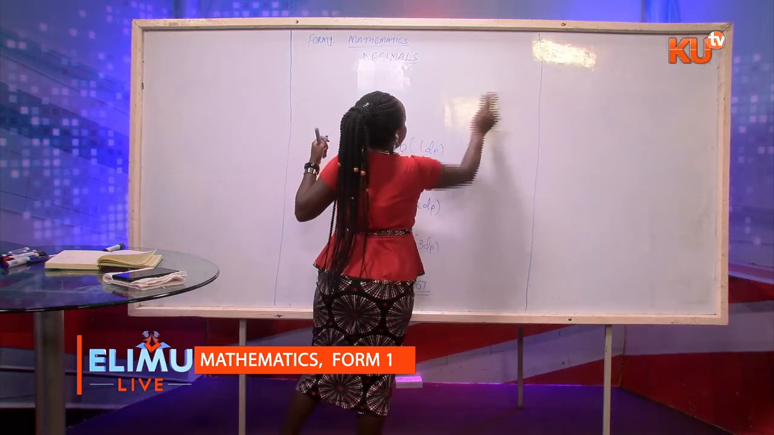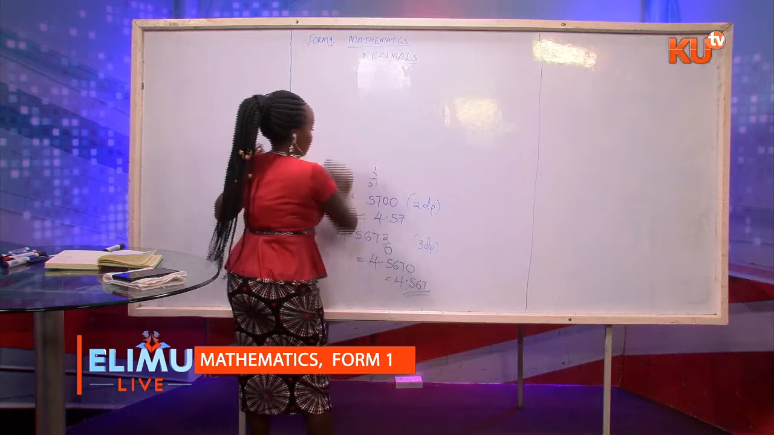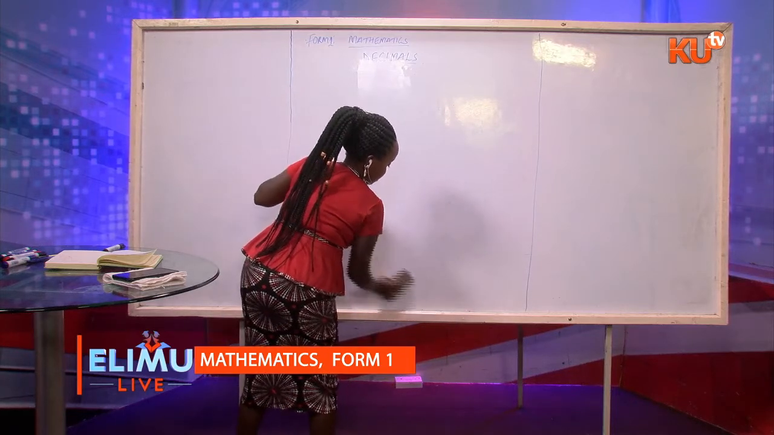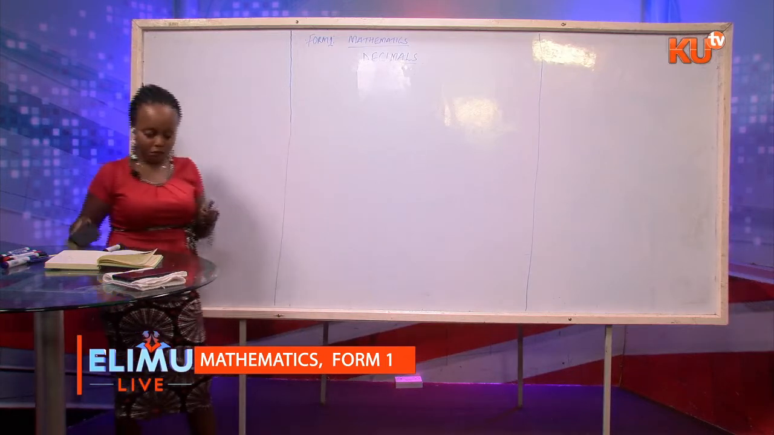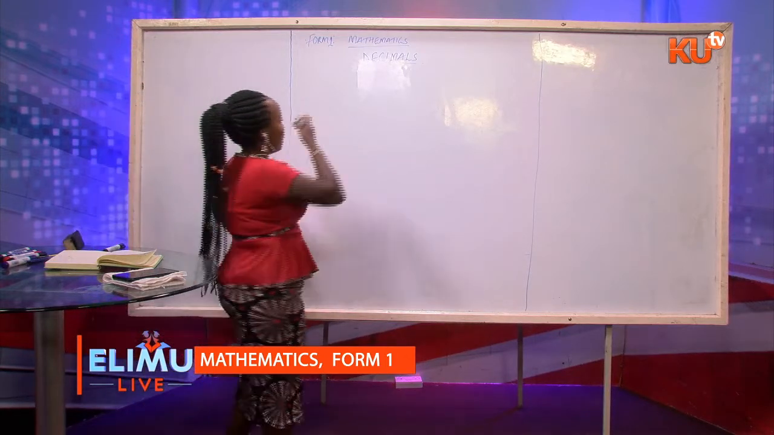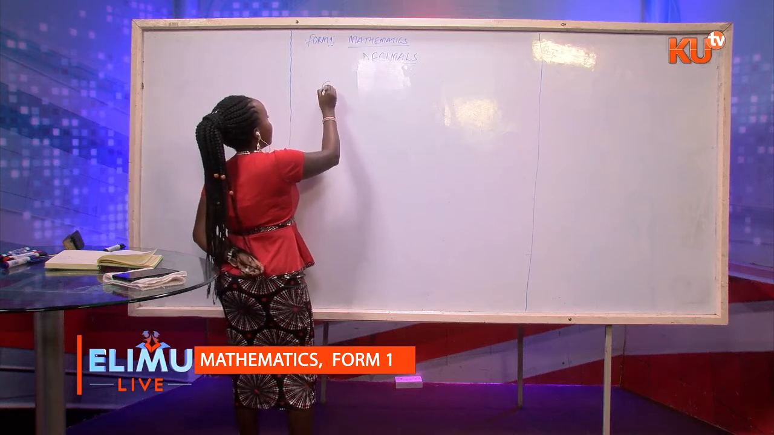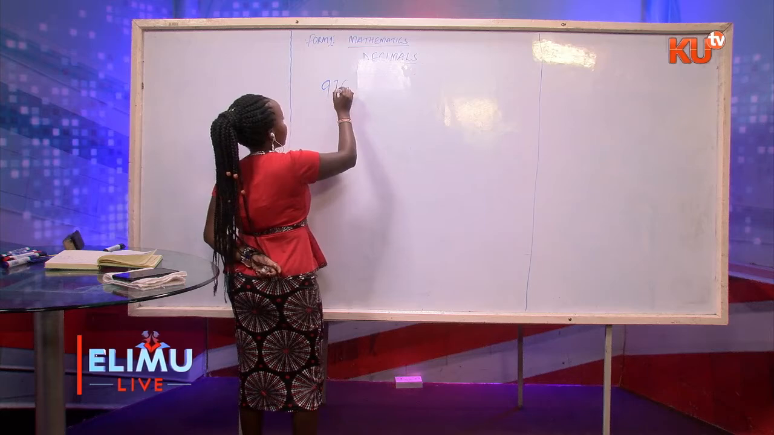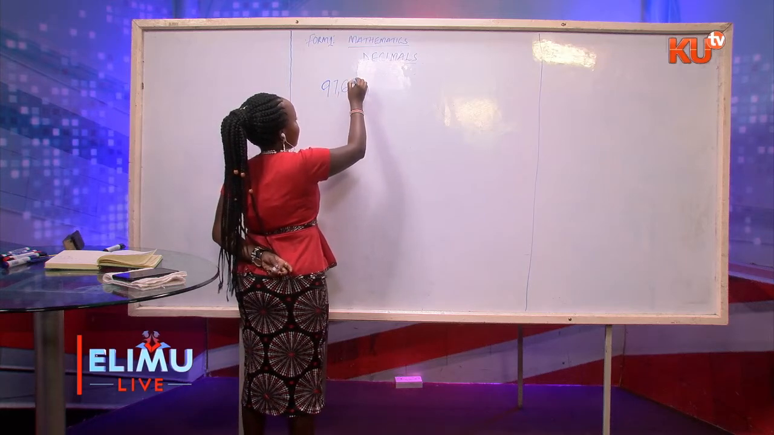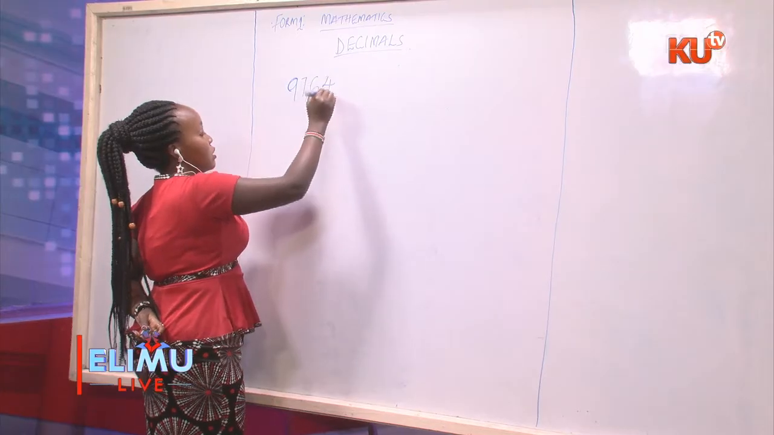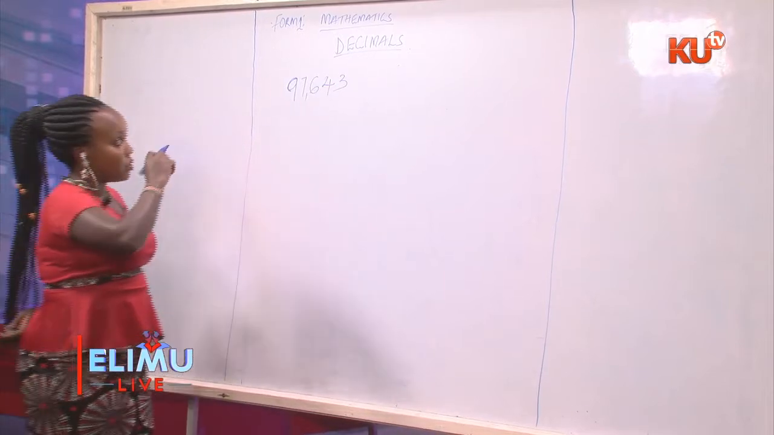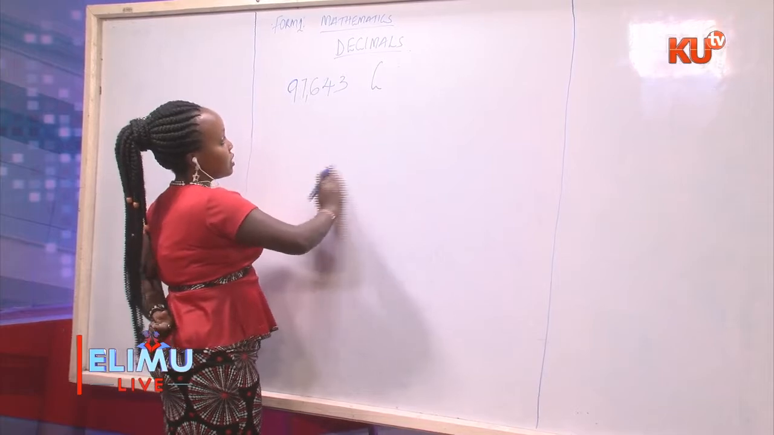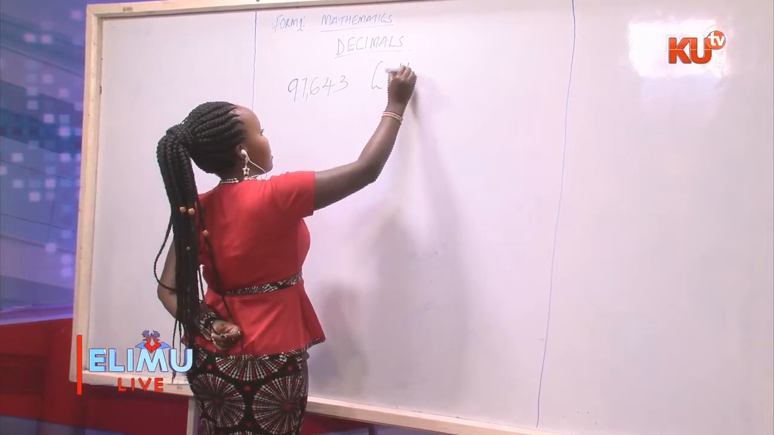I want us now to look at, maybe let us still look at rounding off, but now you can be given a number like, let's say a number like 97,643. Then you're told, round off this number to the nearest hundreds.